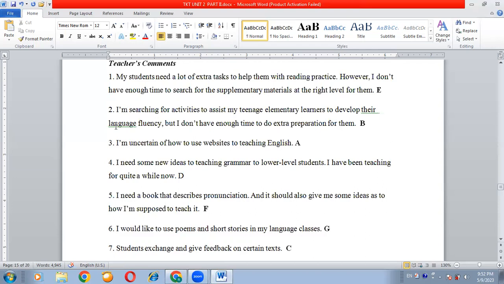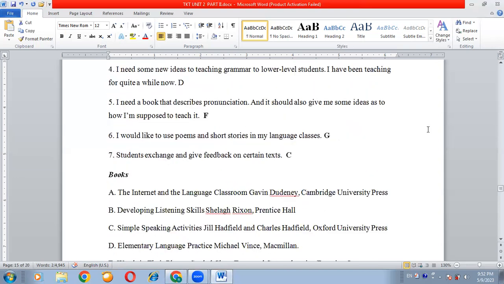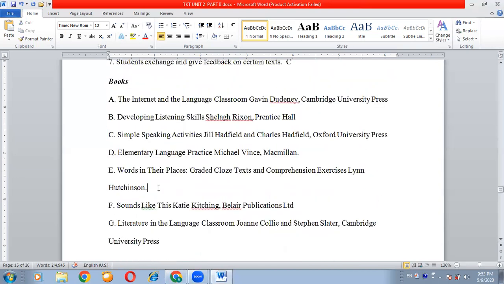So according to my knowledge, this is the best. The first one is my students need a lot of extra tasks to help them with the reading practice. I don't have enough time to search supplementary materials at the right level for them. So reading practice, and also we have to use the extra task. So reading practice, extra task, we can go with comprehension section. So there are some questions, there are some activities we can use.